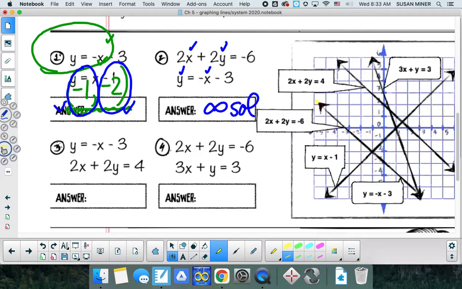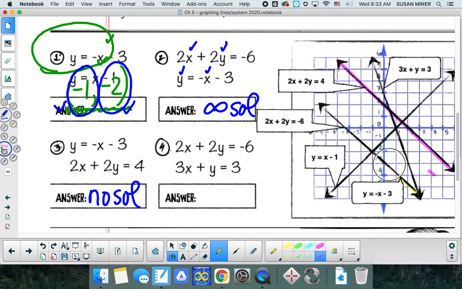Okay, number 3, y equals -x minus 3. That is this line right here. Again, and then 2x plus 2y equals 4, this line here. What's happening with those? Well, those two lines are parallel lines, so they'll never cross. So this one would be no solution. There's never going to be a place where those two lines are the same.